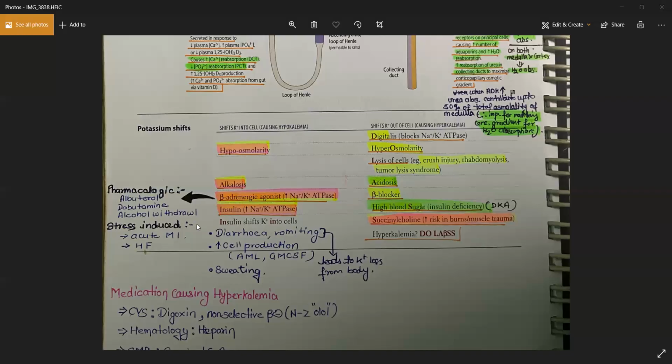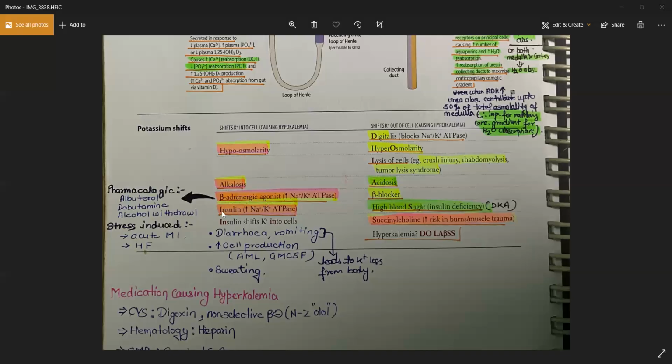Okay, and now comes the insulin. Just again think about diabetes mellitus. In diabetes, you have a high level of potassium because you have low insulin, right? Just like the beta receptors, insulin causes the activation of sodium potassium ATPase. So more potassium will be shifted inside the cell. Whenever you have insulin, you will have hypokalemia.